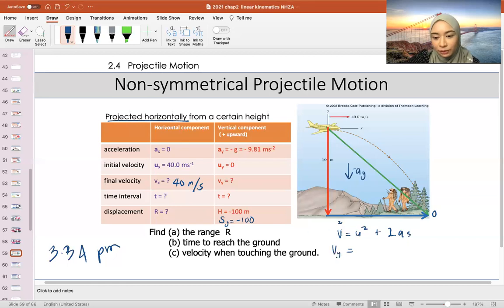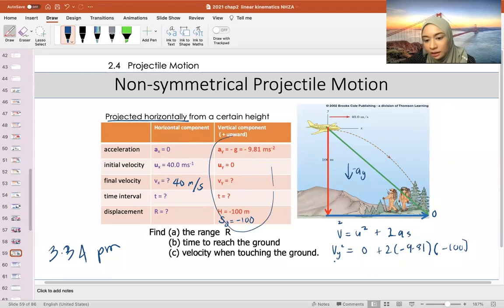So Vy squared. U is equal to 0, because we started with 0, projected horizontally. Plus 2 times minus 9.81, and S is your Sy, minus 100. When we're talking about Y component, please use all the Y components only. Don't mix in Vx here; here use AY. You can't swap them around. So all Y's, S is also Y, Sy is minus 100.